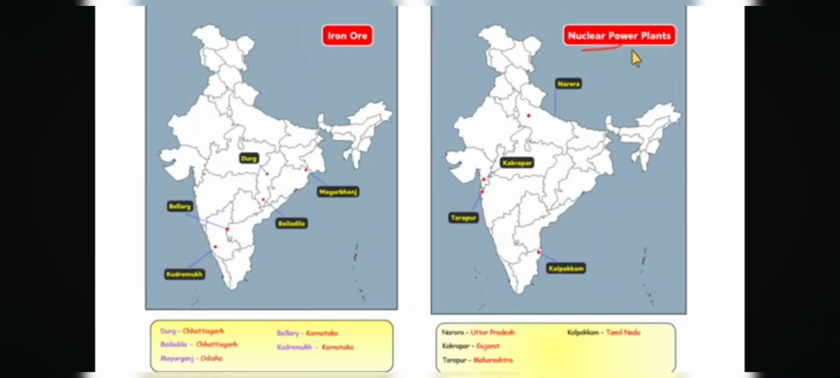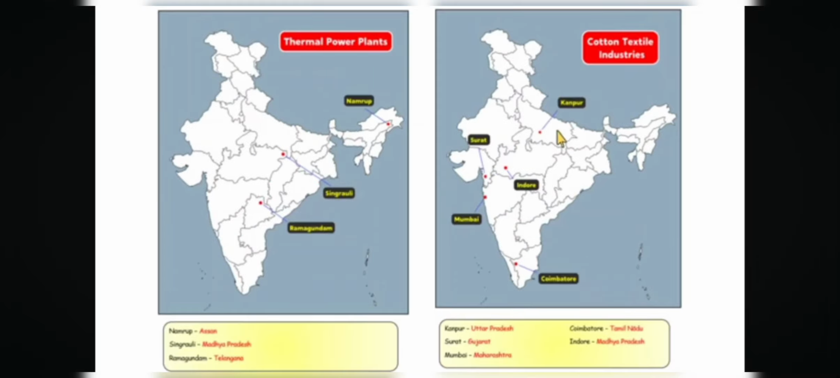And now here's the nuclear power plants. Now, all of these are important here. Questions about nuclear power plants always come. Narora is in Uttar Pradesh. Look, Narora is here. Next is Kakrapar. Where is it? In Gujarat. Kakrapar is here. Look, it's in Gujarat. Next is Tarapur. This is in Maharashtra. And one is Kalpakkam. This is in Tamil Nadu at this point. Now pay attention to these. I'm saying this again and again. Let's move on to the next one.